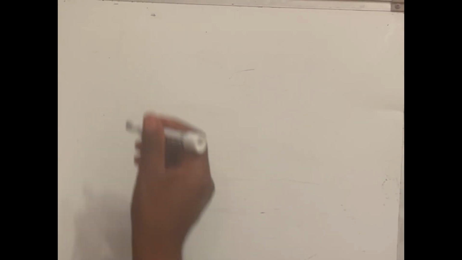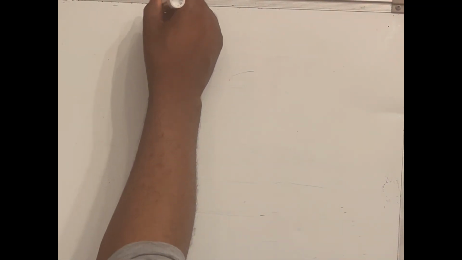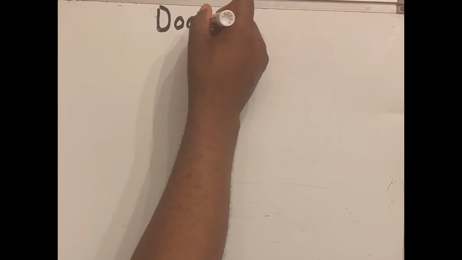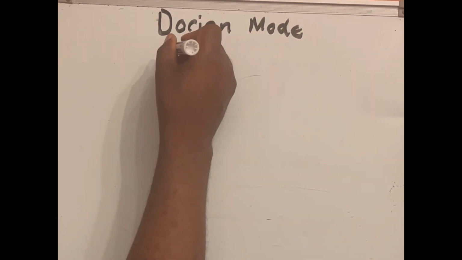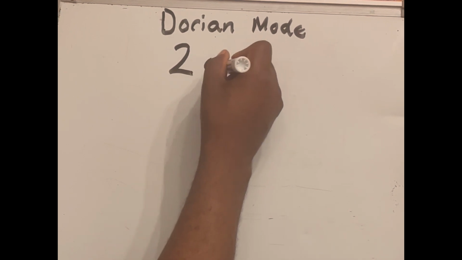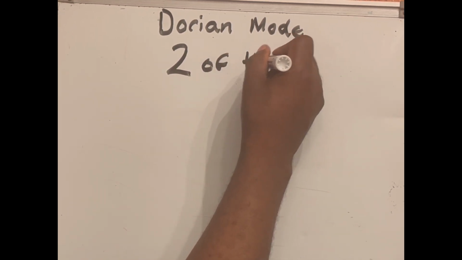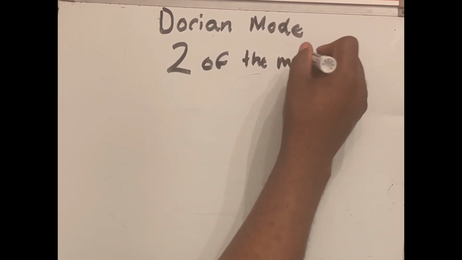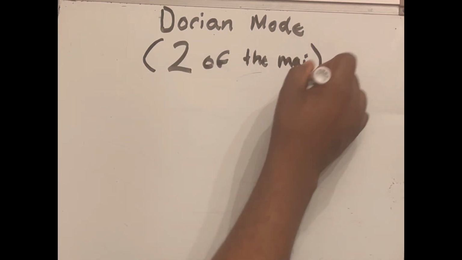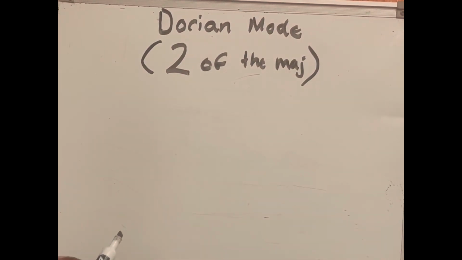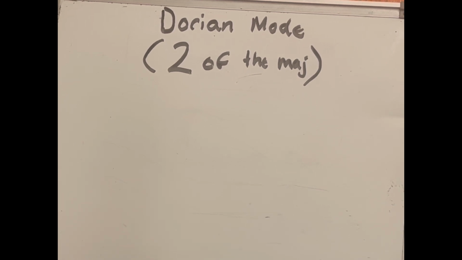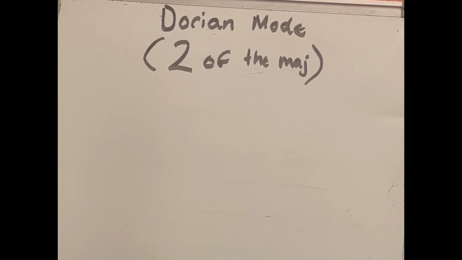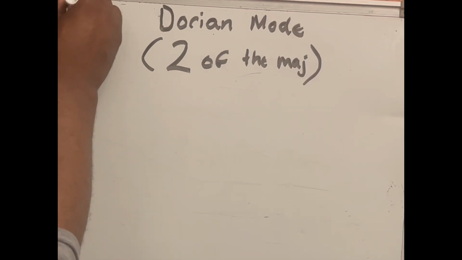So first thing we're going to talk about is the Dorian mode. Now, Dorian mode is the 2 of the major. I'm going to abbreviate major to put M-A-J. So you should know your major scales. If you don't know your major scales, that's one of the things that we need to talk about. But let's take, for example, A major.